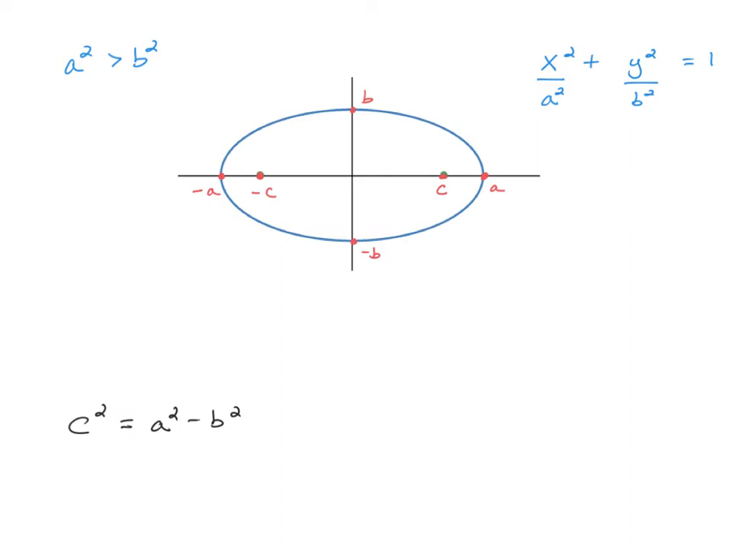Furthermore, these are the only 2 points that have this property. So if you were to shine a beam of light from here, it might not go back to this spot. So it's these 2 spots that have this property. That being said, this is the equation for the ellipse. This is a formula that you can use to find the location of these 2 points. So let's apply this in a couple of examples.